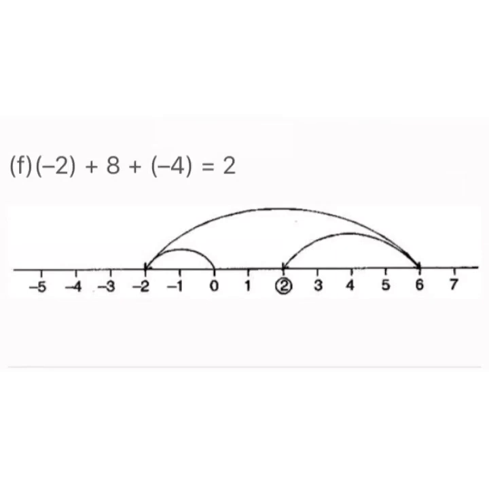Now children, here minus 2 plus 8, the answer is 6. So what we will do, we will start from minus 2 and move 8 steps right, and we will reach 6. Okay, now from 6, 6 plus minus 4 is 2. So from positive 6, we will move 4 steps left and we will reach positive 2, that is plus 2.